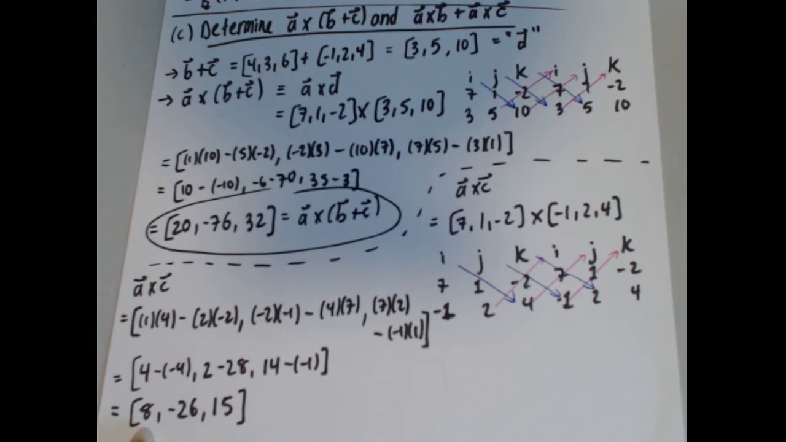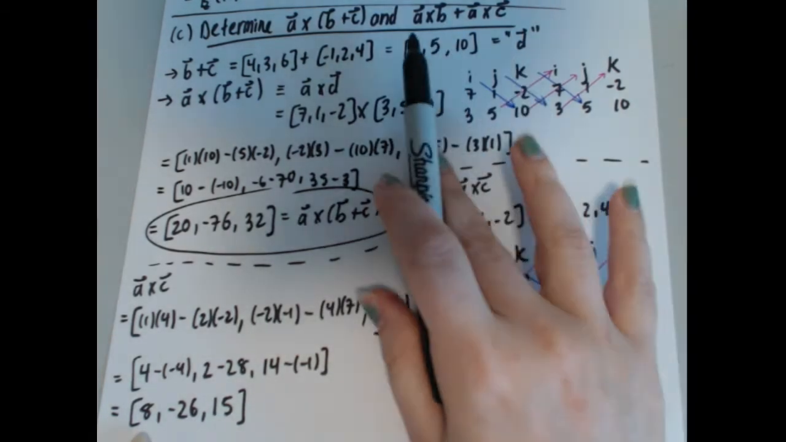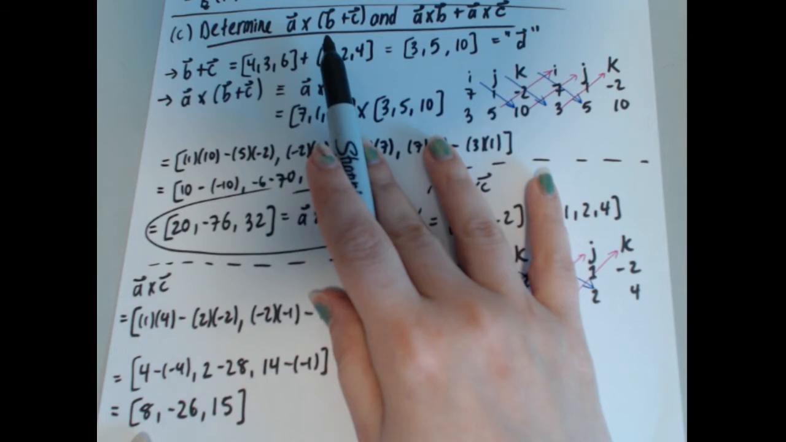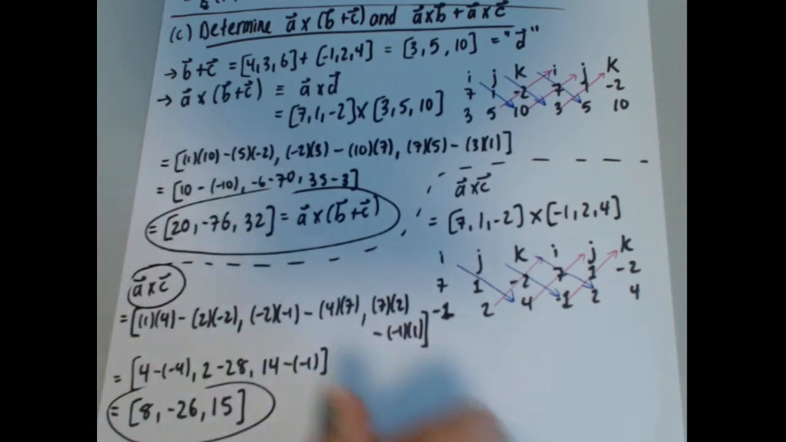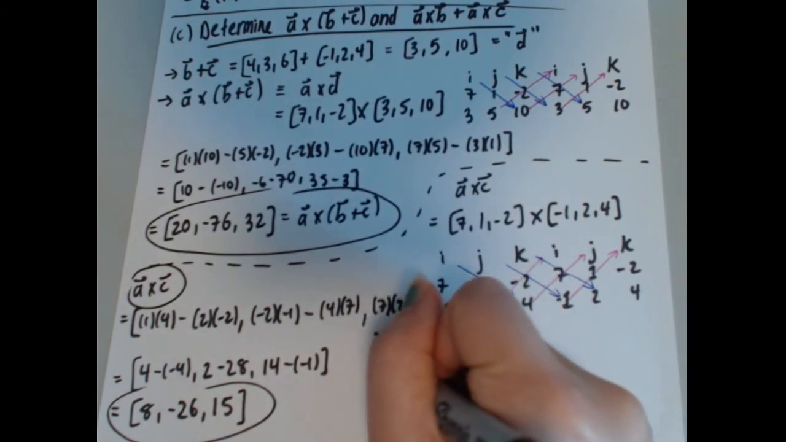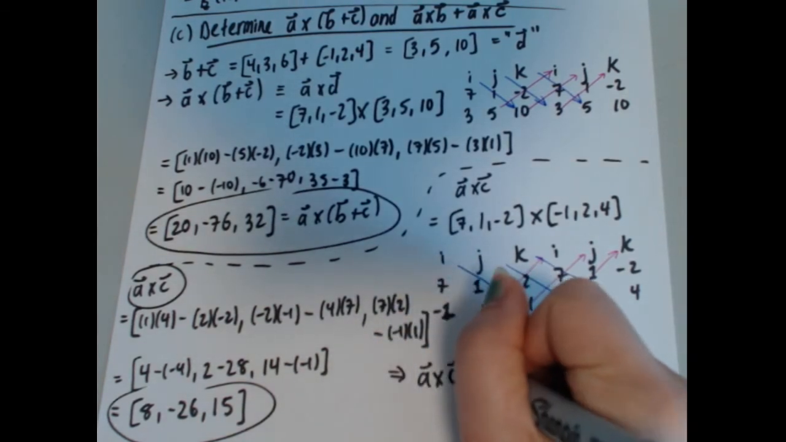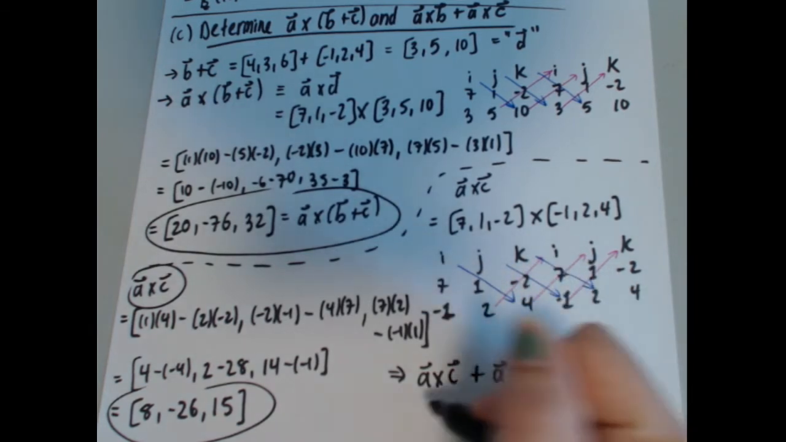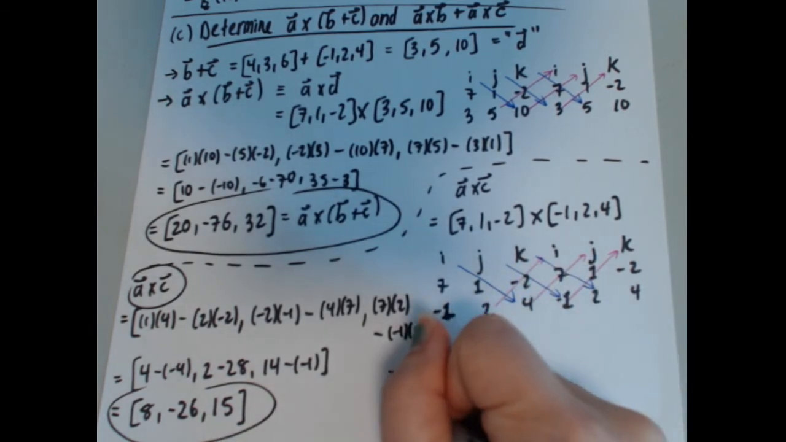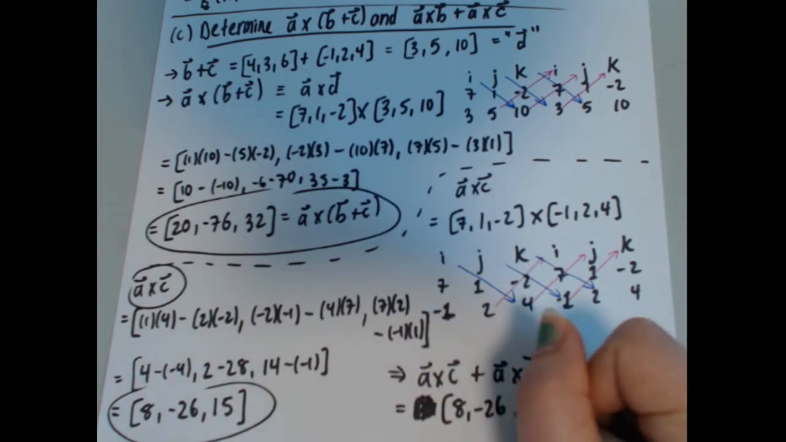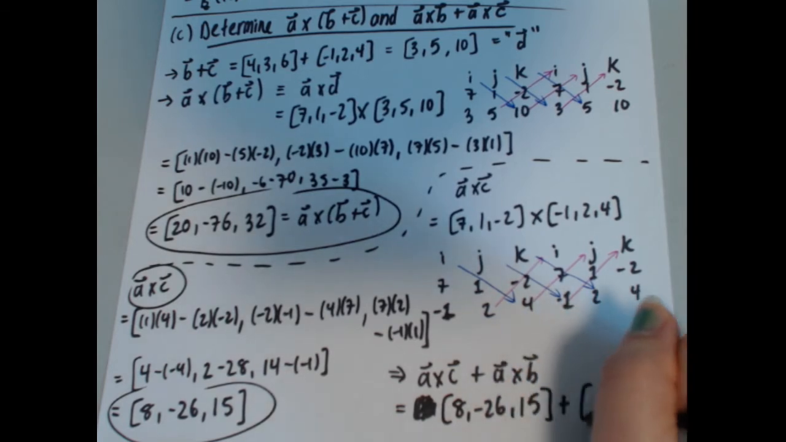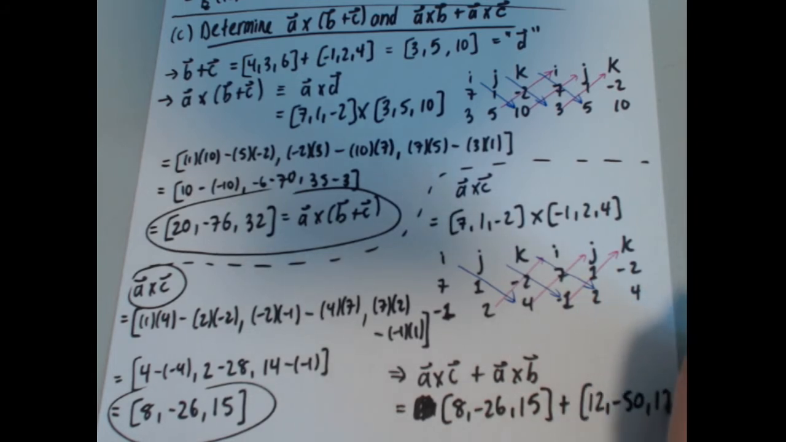That's A cross C. Now remember, the whole point of doing this was to see if A cross B plus C was the same thing as A cross B plus A cross C. So this is A cross C. Okay, so let's do A cross C plus A cross B. All right, so if we do that, A cross C is right here. 8, let me write that again. 8, minus 26, 15, plus A cross B. Again, we found that in part A. It was 12, minus 50, 17.